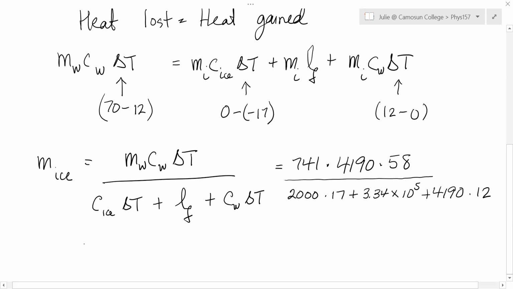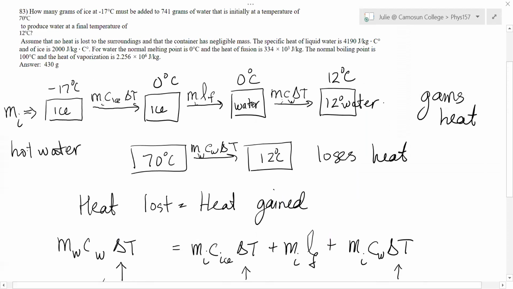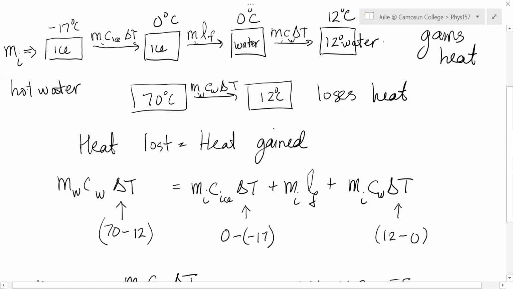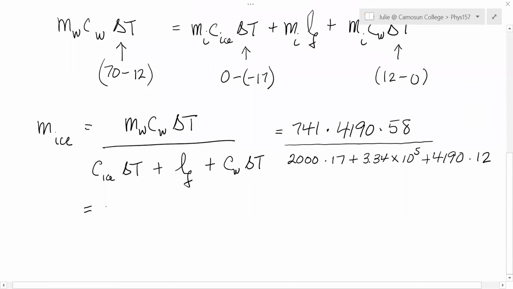Okay, if you put all those numbers in, you should get, and you should definitely check that answer, 430 grams. Okay, so that's how you do those problems.